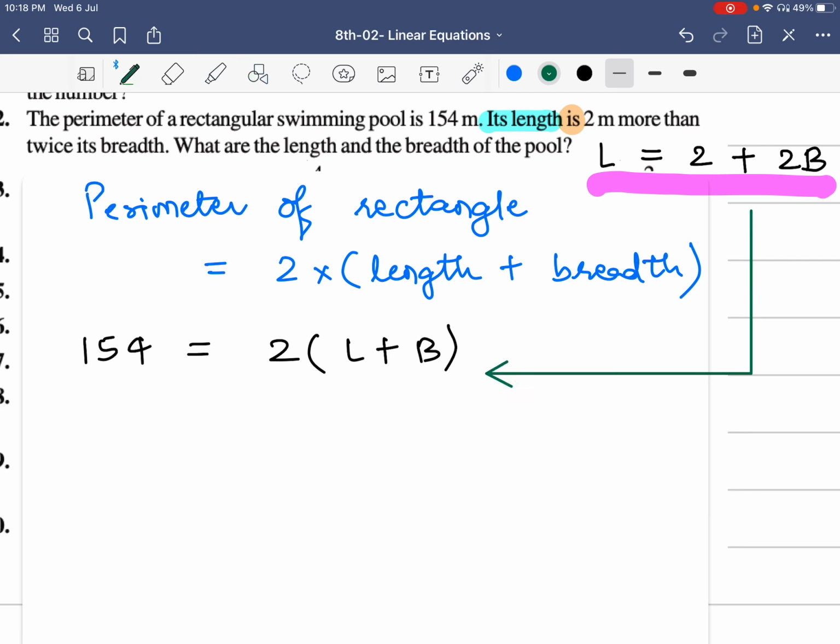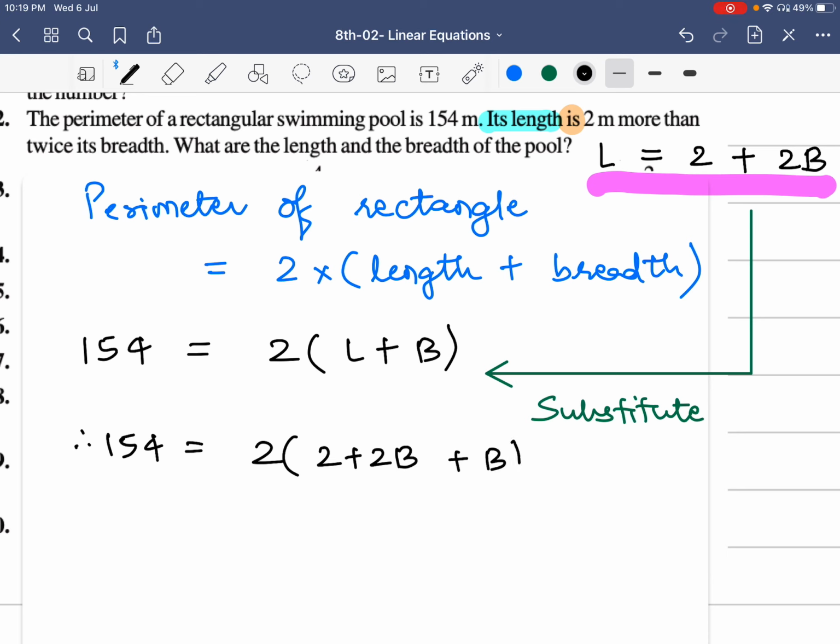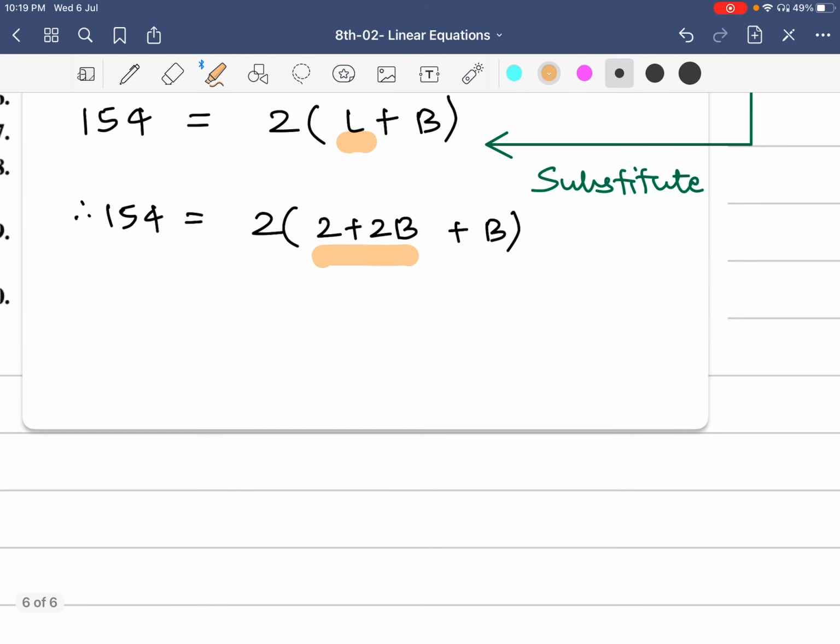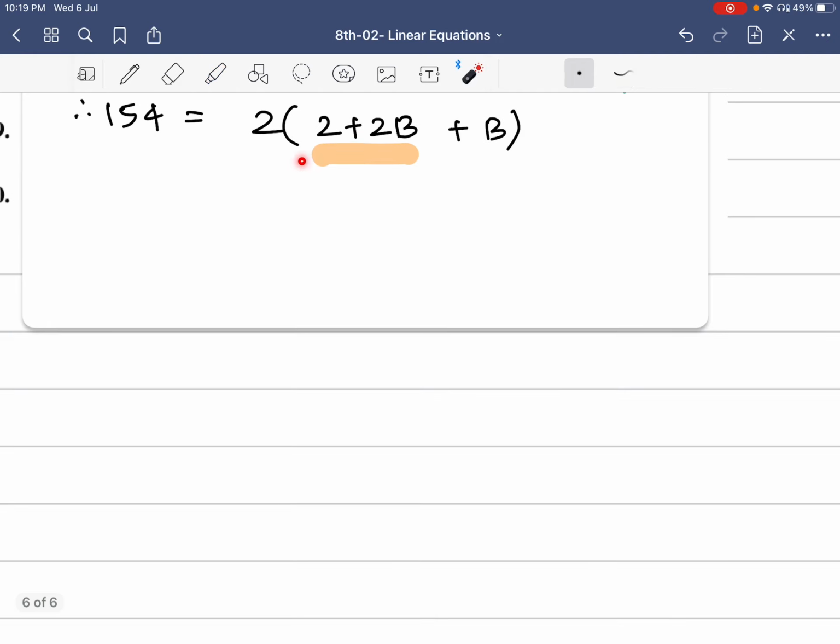So I'm just going to write here, substitute. We're going to substitute that relationship here, and we will then get an equation in a single variable. So we have 154 as equal to 2 times, instead of L I'm going to write 2 plus 2b, and plus b is as it is. Note the substitution is happening here: this L is substituted by 2 plus 2b. Finally we have this one equation with single variable b, a linear equation in one variable.